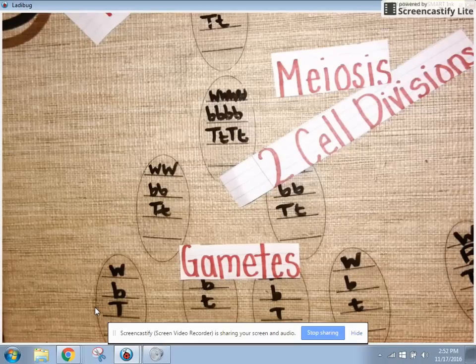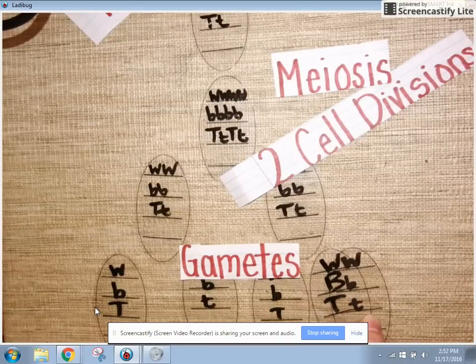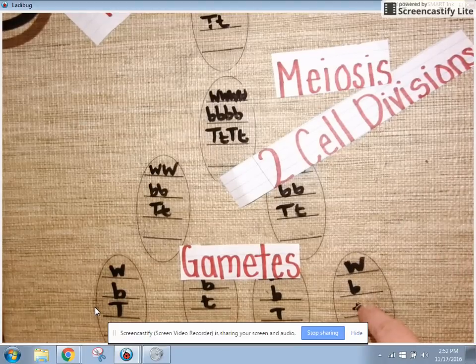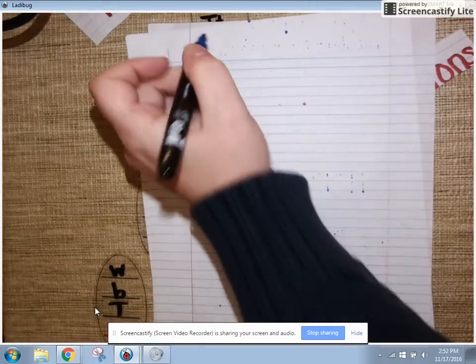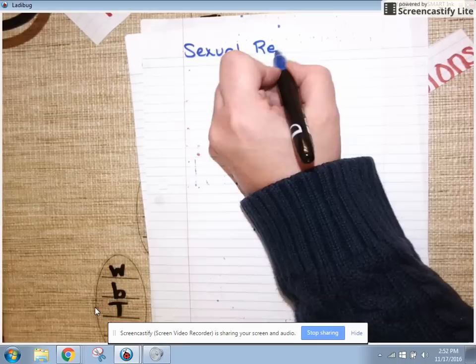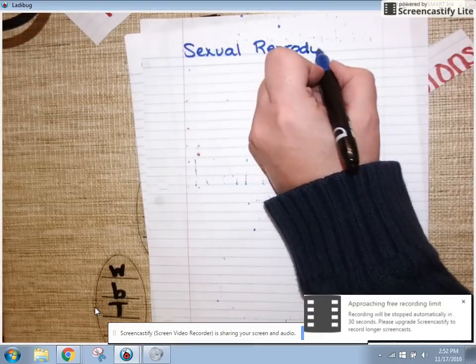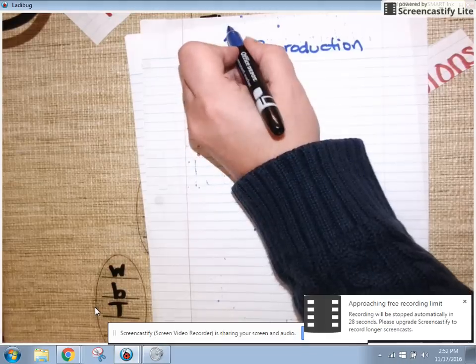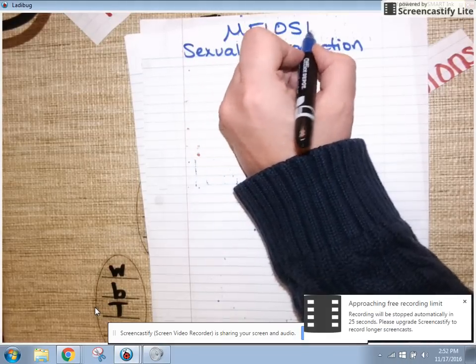And if I take these two gamete cells and fuse them together, now I have enough genetic information to make an offspring. So this kind of cell division obviously takes longer. It's more complicated, but it allows for variety in the end. So on your paper, what I would write down is a little note that sexual reproduction is going to occur by meiosis.